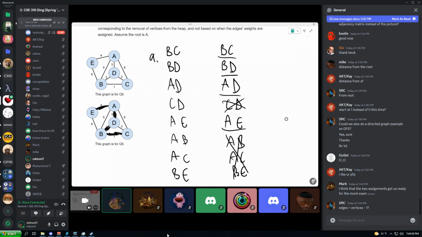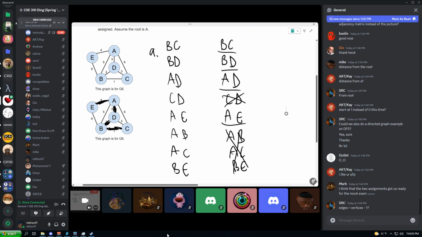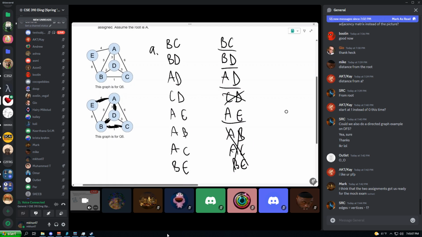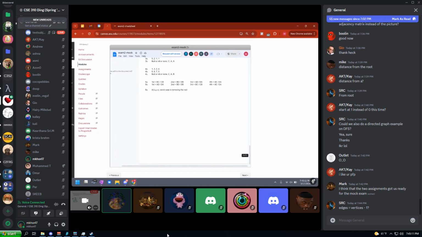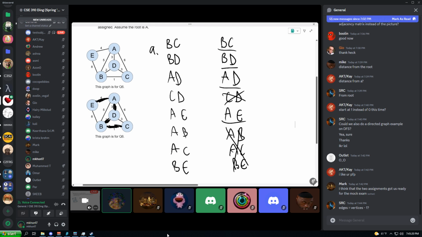The number of edges equals the number of vertices minus one. Yes. Yeah, there you go. That's about it. Nothing more to it. I believe that is correct. Let me check to make sure, but I'm pretty positive that's good. Where is it? B, C, B, D, A, E, A, E. Yep, that's right. Yeah. All right.